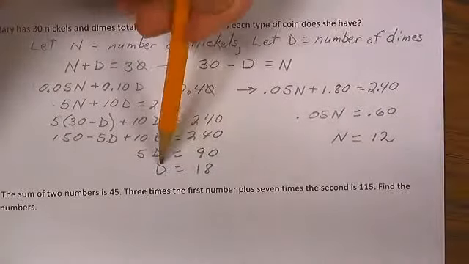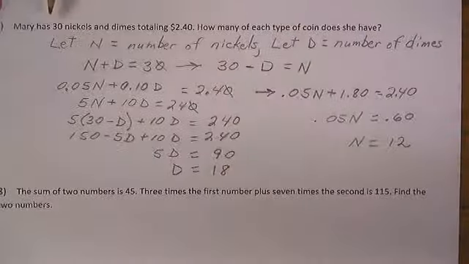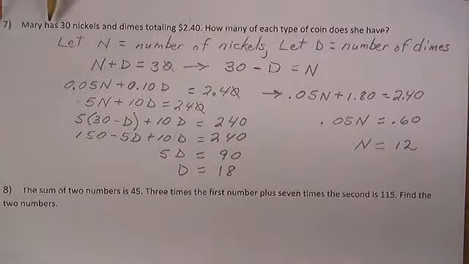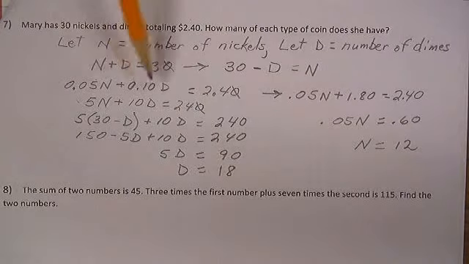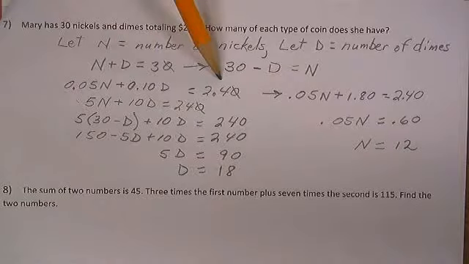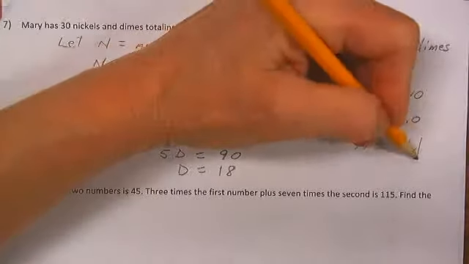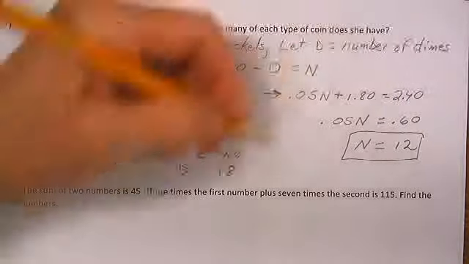12 nickels plus 18 dimes, that's 30 coins. We get 60 cents from nickels. We get $1.80 from dimes. That adds to $2.40. So we are right, and we can prove it.